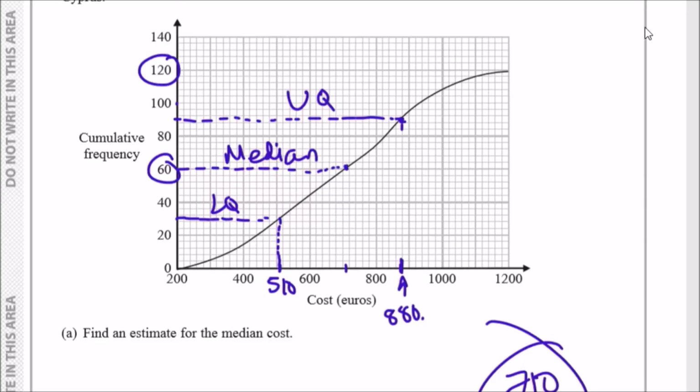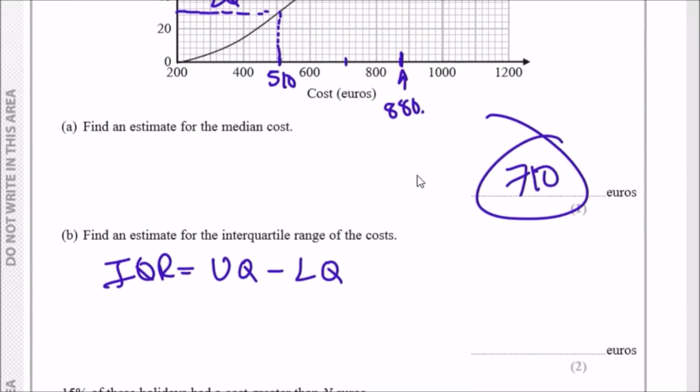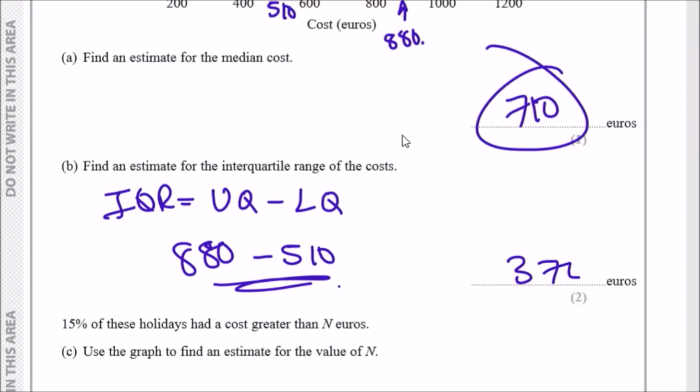Now, all you got to do to find interquartile range is just the difference between upper and lower. So in your calculator, 880 minus 510. And you should get about 370 euros.